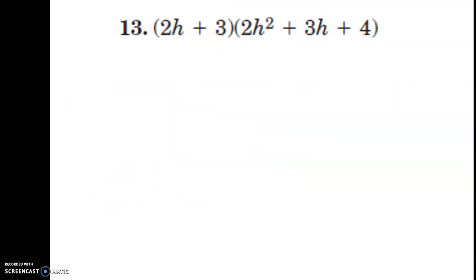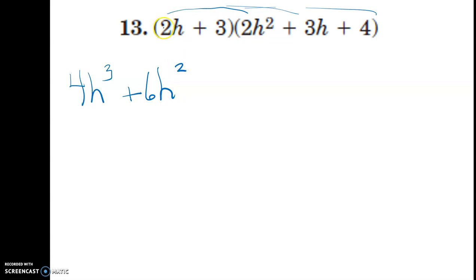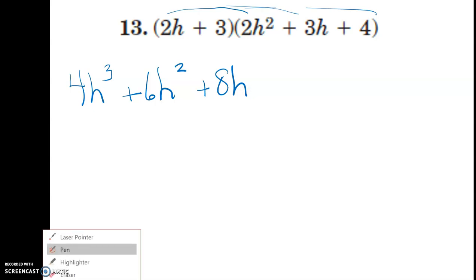Let's try another one. So again, the idea, I'm going to distribute that 2h to each term. 2h times 2h squared is going to give me 4h cubed. 2h times 3h is going to give me a positive 6h squared. 2h times 4 gives me a positive 8h. I encourage the stacking. Again, you don't have to do the stacking. I find that the easiest way to tackle it.